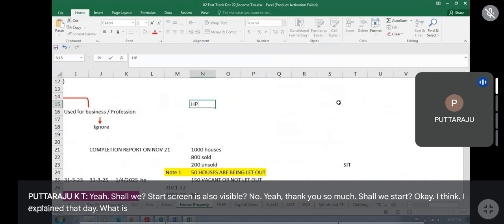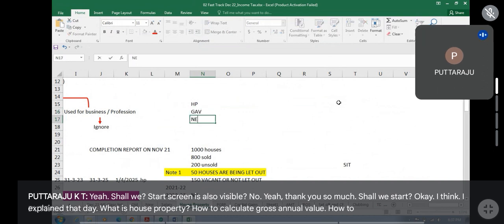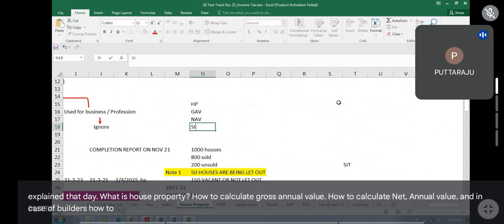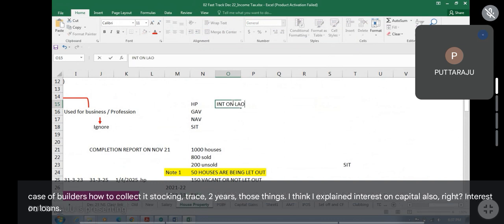What is house property, how to calculate gross annual value, how to calculate net annual value, and in case of builders, how to calculate stock in trade, 2 years, those things. I think I explained interest on capital also, right? Interest on loans. Did I? Yes, sir. Interest on loan.